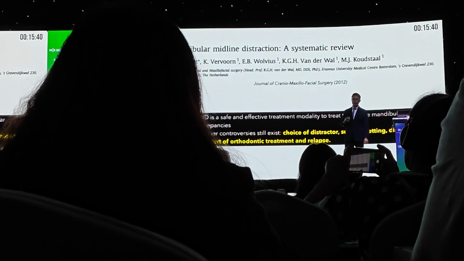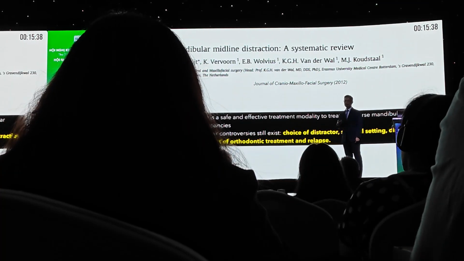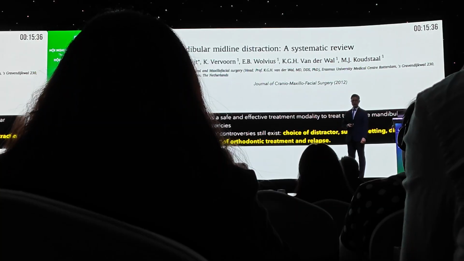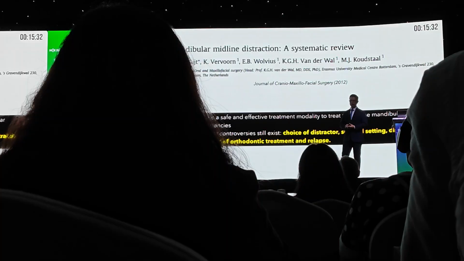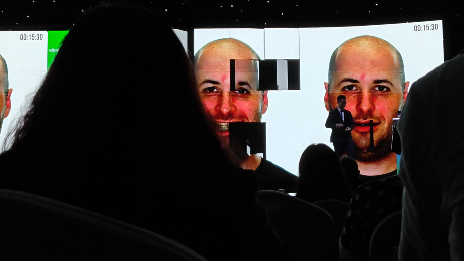However, we still don't know about the choice of distractor, surgical setting, distraction rate, start of orthodontic treatment, and relapse. We still have to do a lot of research. So let's look at this patient.